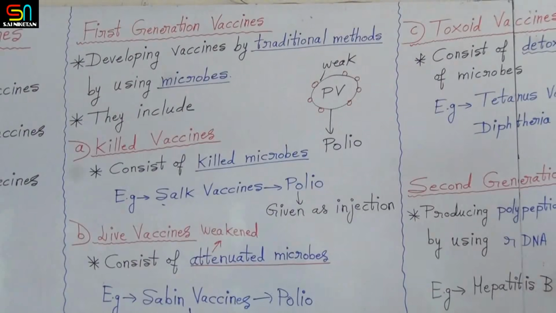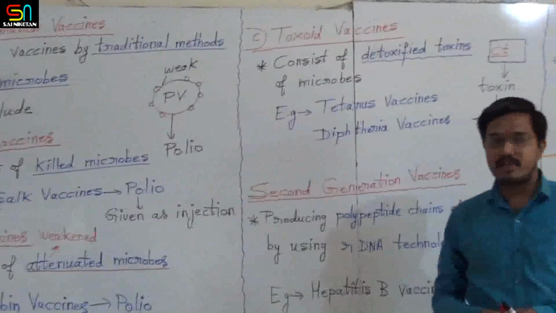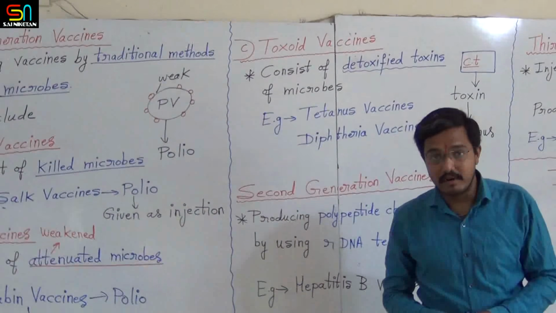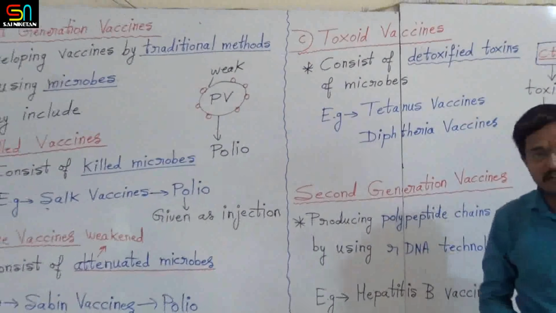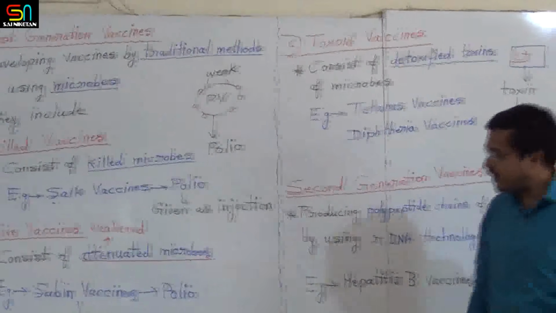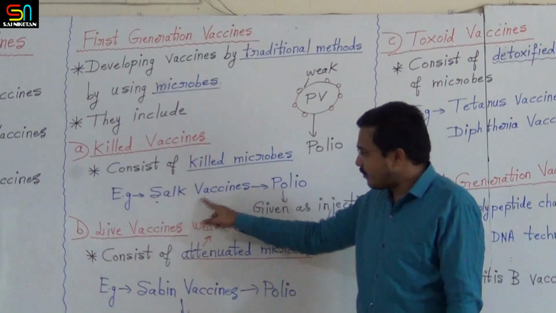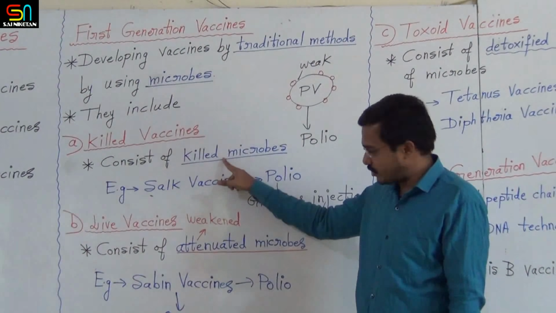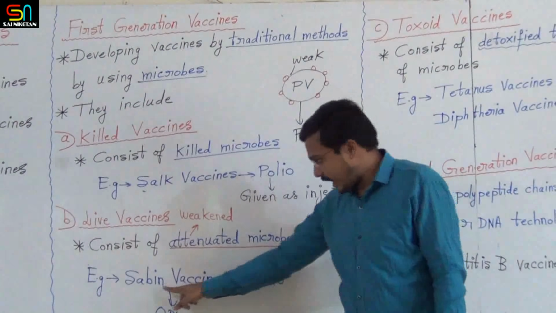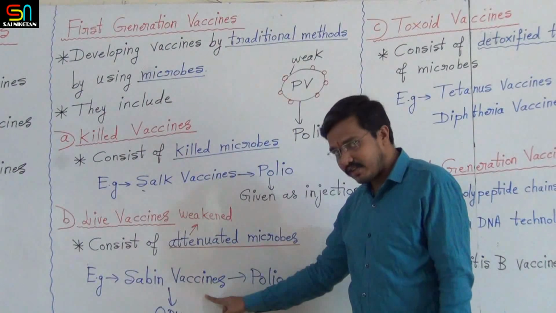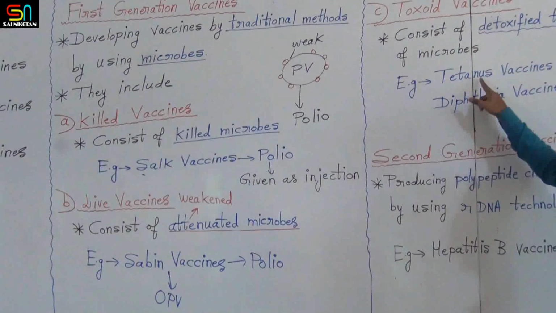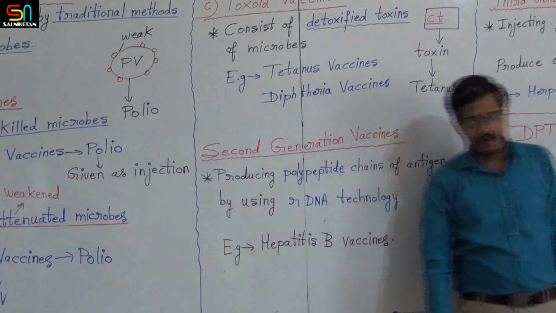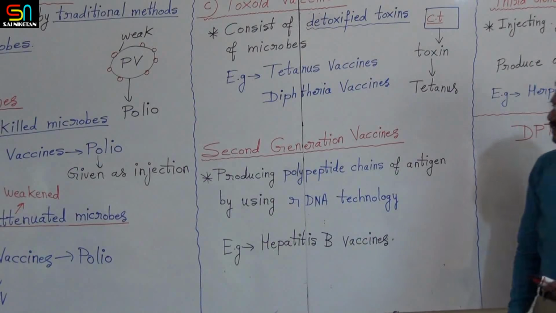Please remember this, and this is asked in the NEET examination in match the following. They will give examples and ask what is present in them. Once again you see, Salk vaccine contains killed microbes. Then Sabin vaccines contain attenuated microbes. Then tetanus vaccine and diphtheria vaccine contain detoxified toxins. Okay, this is about first generation vaccines.